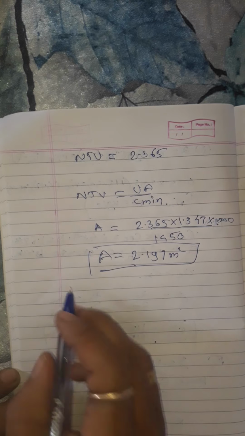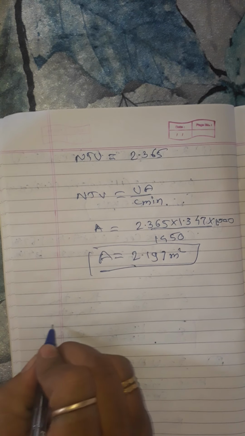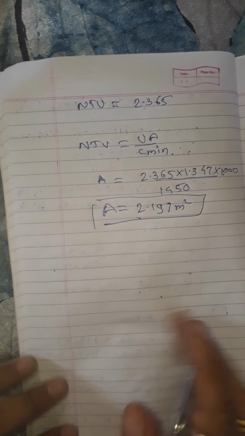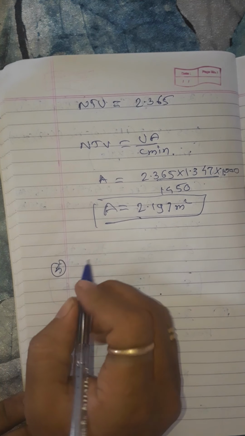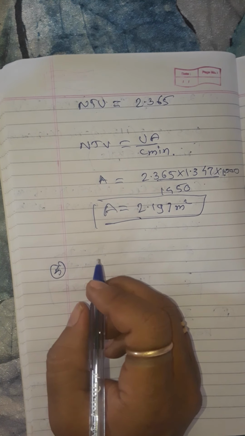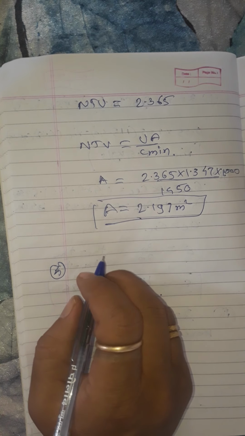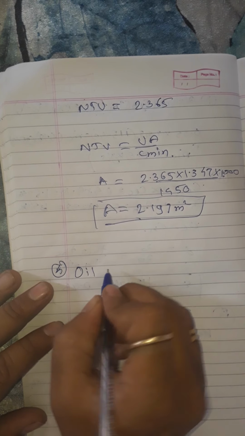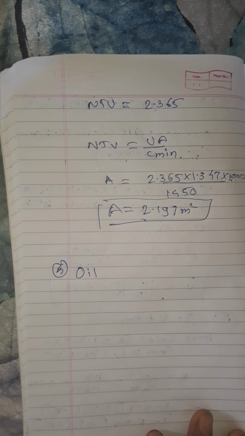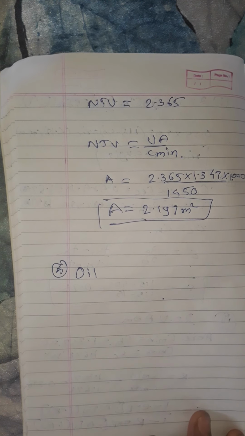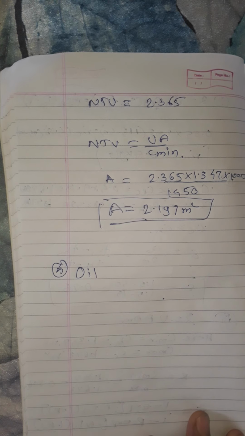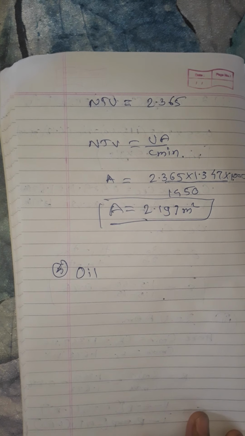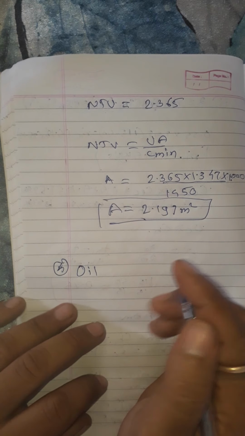Okay, next example. This is the last example, Example 4. It is a very simple example. Either the NTU method or the LMTD method will be asked in the examination. There is one compulsory numerical question on this NTU or LMTD. It is a very important chapter in B section.